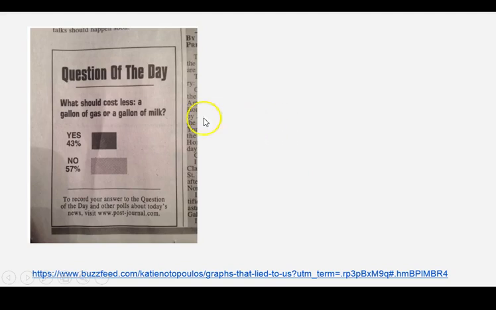And then here's an interesting one. What should cost less, a gallon of gas or a gallon of milk? 43% said yes, and 57% said no. Huh? What's going on with that?